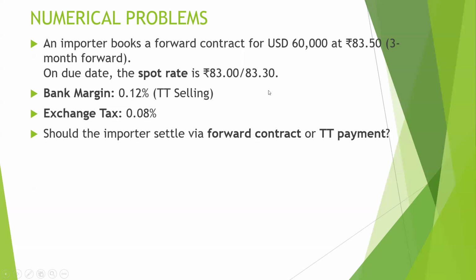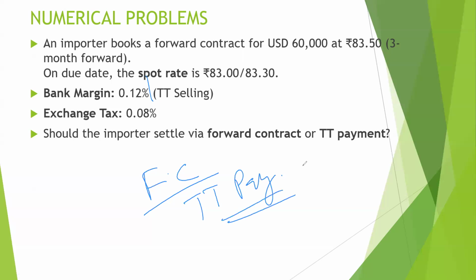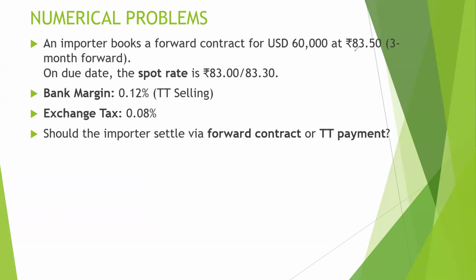Okay. So now the importer has to decide. In this case, the importer has to decide which one he should go for. He should book a forward contract, FC, or he should do a TT payment. That he has to decide. So let's see. This also you can calculate. For calculating this, nothing special is there. We have to do one calculation based on the forward contract rate and one calculation based on the TT payment, that is the TT selling rate. And then you have to see where the importer will get the benefit, where he has to spend less. Okay. Let's see the right answer.